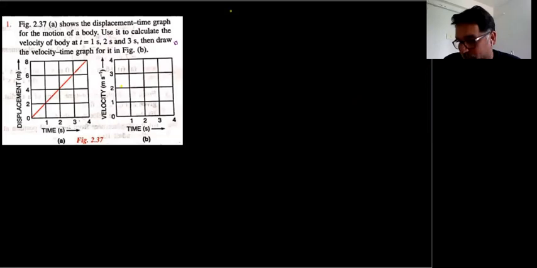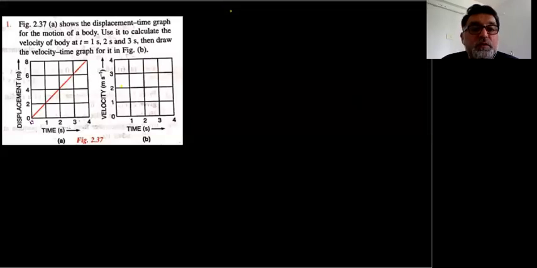Hello everyone. Let's try to solve this numerical. Numerical number 1. Figure 2.73a shows the displacement time graph for the motion of a body. Use it to calculate the velocity of the body at time equals 1 second, time equals 2 seconds, and time equals 3 seconds. Then draw the velocity time graph for it in figure B.